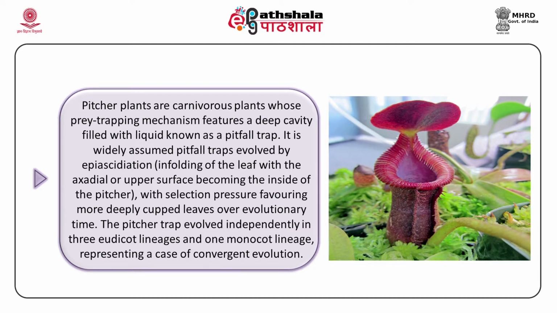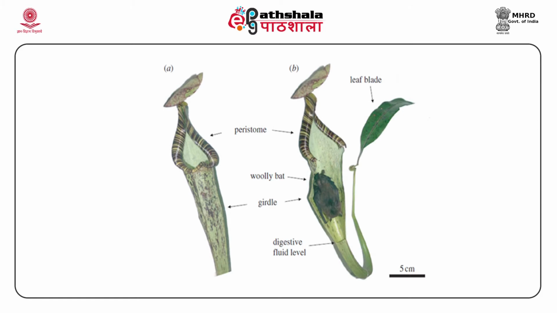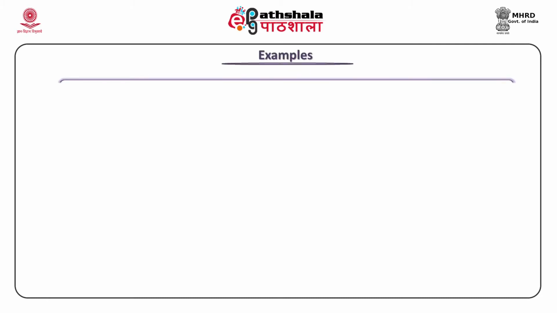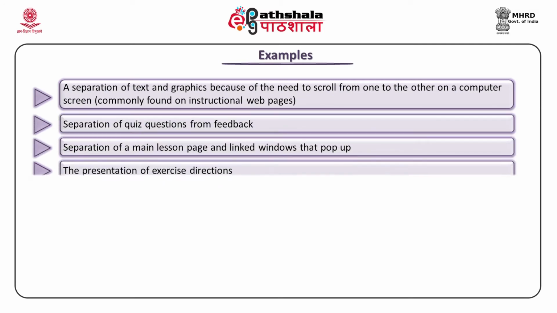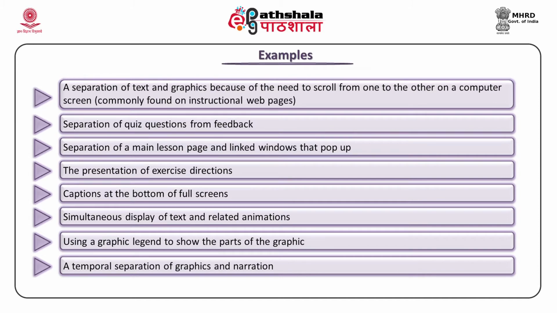Principle of temporal contiguity is violated in some cases, like if a student processes the entire narration before they see an animation, then they will not learn as much as compared to when they hear the narration while they watch the animation. In some cases, there is a separation of text and graphic because of the need to scroll from one to the other on a computer screen.